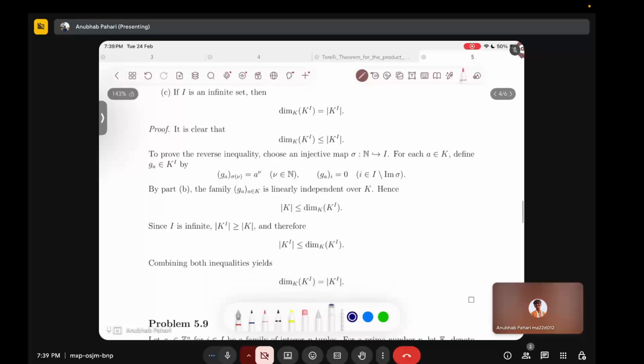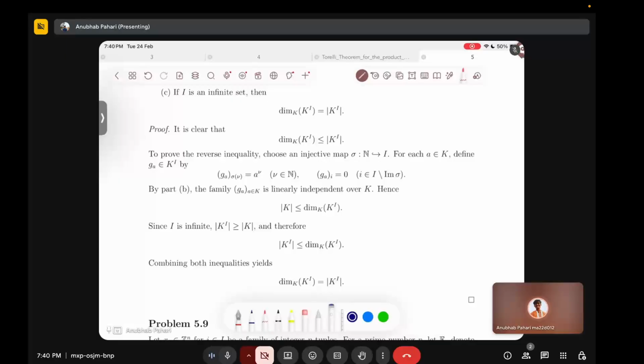So to prove the reverse inequality, choose an injective map sigma from natural numbers to I, and for each small a in k, define g_a belongs to k to the power I by g_a of sigma(v) equals a to the power v, where v is coming from natural numbers, and g_a(i) equals 0, where i is coming from I minus image of sigma.